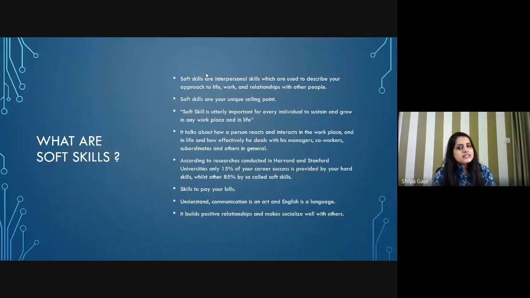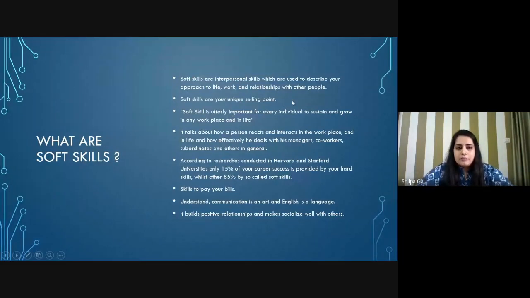So soft skills are interpersonal skills which are used to describe your approach towards life, your work, your relationship with other people. How you talk with people, किस तरह से आप बात करते हैं, किस तरह से आप present करते हैं अपने आप को, that comes under soft skills. The word is soft, that means you should be more polite in speaking and more humble whenever you talk to anybody. Soft skills are those skills which you actually learn by experience. This is all about interpersonal skills, and soft skills could be your selling point.